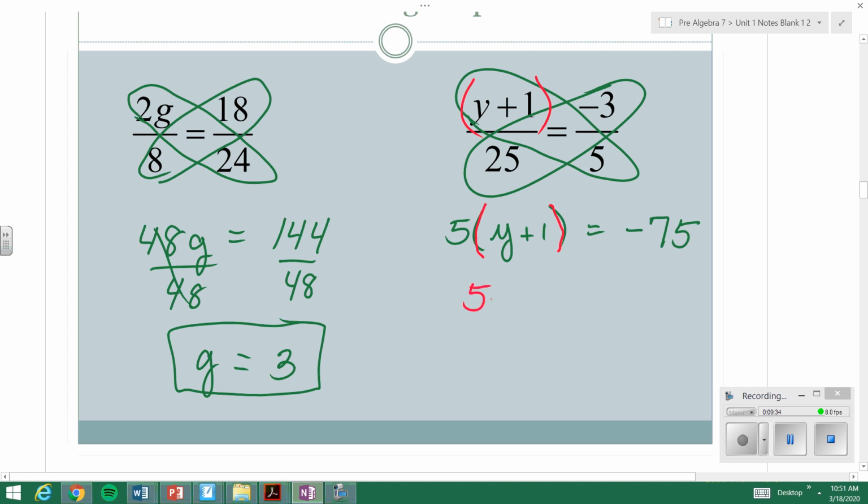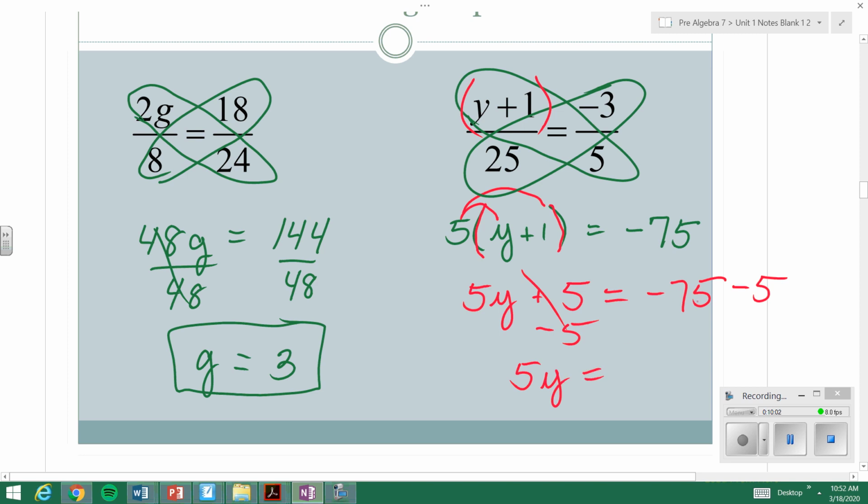I'm going to go ahead and distribute my 5. Make sure you distribute it to the y and the 1. The most commonly missed Unit 5 problem was simply because people forgot to distribute to the second number on one particular problem for whatever reason. Anyway, I digress. Start your solving process.